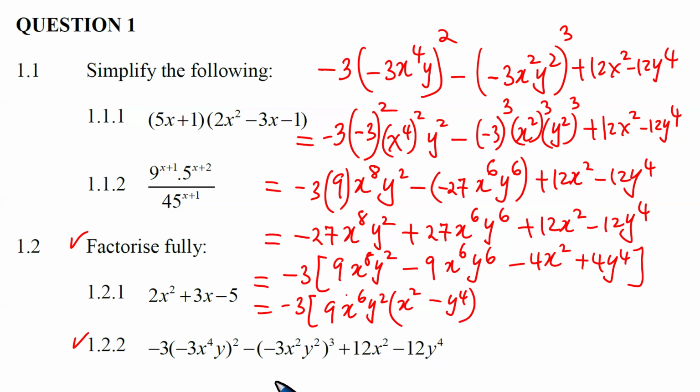And then let's see what we got next. Right at this point, we factor out a -4 here, which is x squared minus y to the 4th power, like this. X squared minus y to the 4th power.